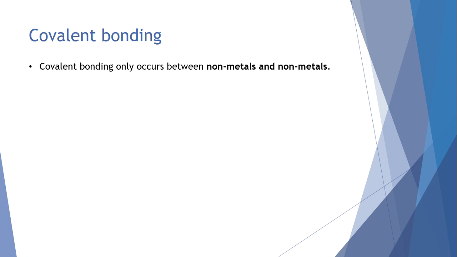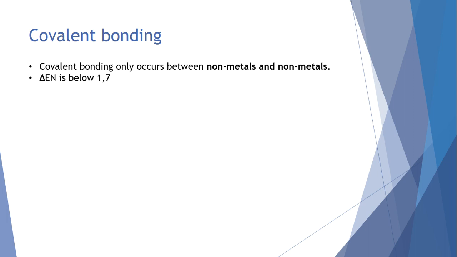Covalent bonding only occurs between nonmetals and nonmetals. So if we look at a molecule, say H2O, water, since it only contains nonmetals, we immediately know that it contains covalent bonding. Remember, if it had been a metal and a nonmetal, we would have had some sort of ionic bond going on. And if it had been metal and metal, then it would have been some sort of metallic bond going on. But for covalent bonding, it only occurs between nonmetals and nonmetals.